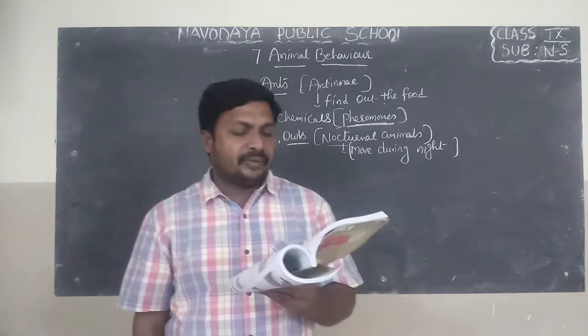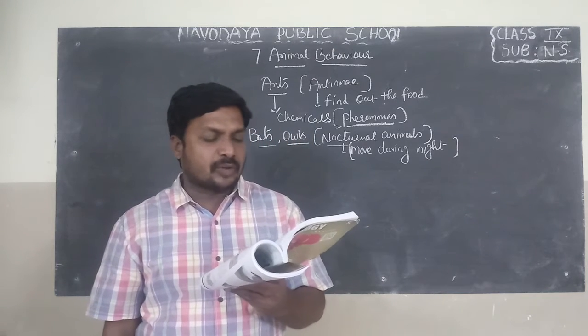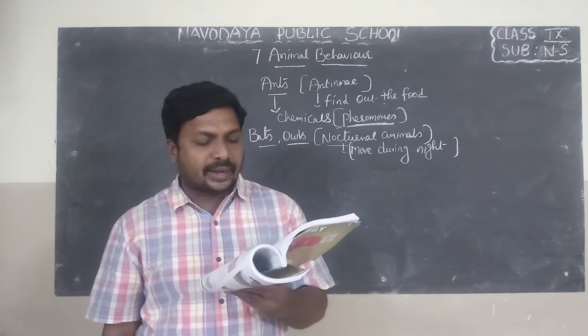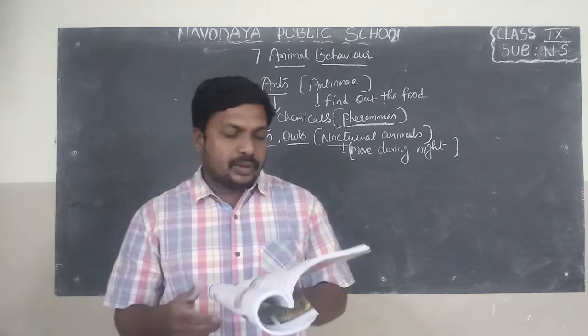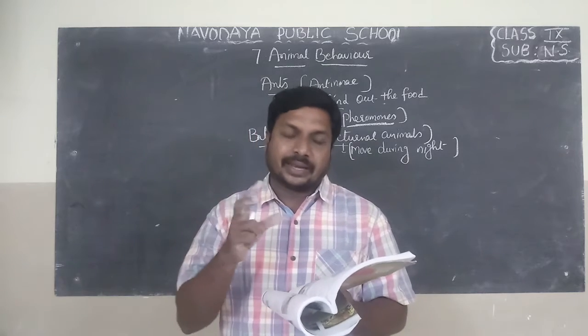Puppies and kittens fight with each other. When they see a piece of cloth, they try to tear it off. Why? That is a small thing performed by puppies and kittens.